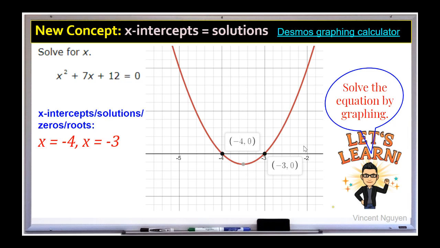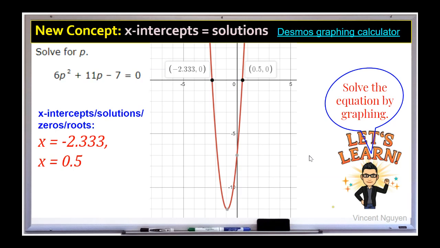So if somebody asks you, what are the roots of this function? You know what they mean, right? They mean to go find the x-intercepts. Or sometimes they say, hey, find the zeros of the function. You know they mean to find the x-intercepts because those mean the same thing. They mean the same thing, okay?